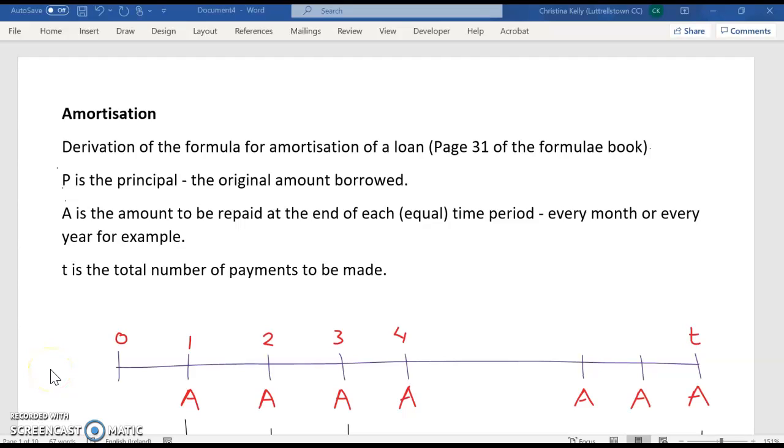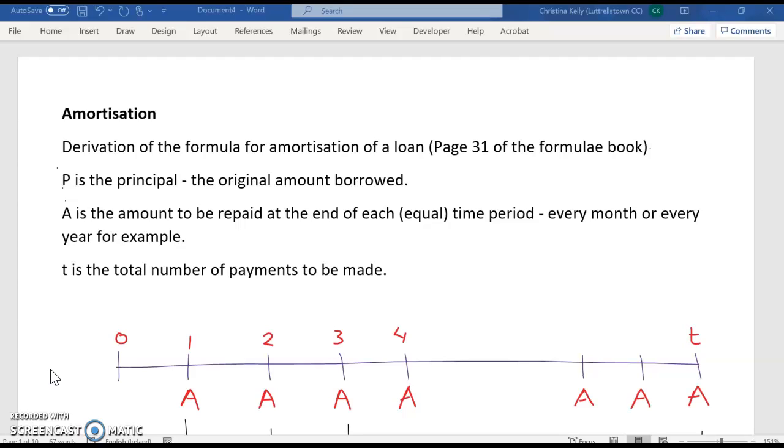Hello and welcome to this video, which is about amortization of a loan. So, deriving the formula, which is on page 31 of your formula book. In this formula we use the letter P to denote the principal, which is the original amount borrowed. A is the amount to be repaid at the end of each equal time period. And T is the total number of payments to be made.